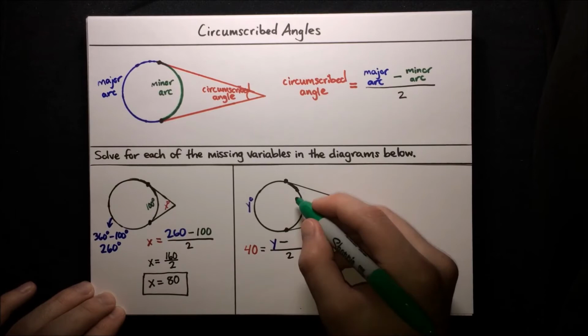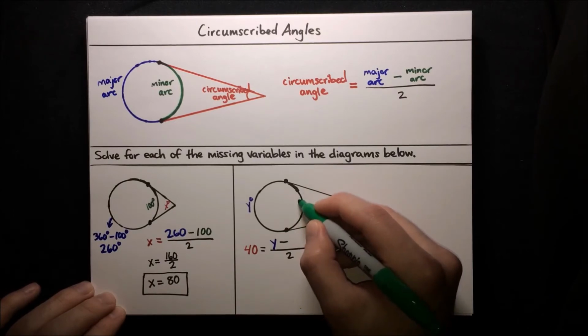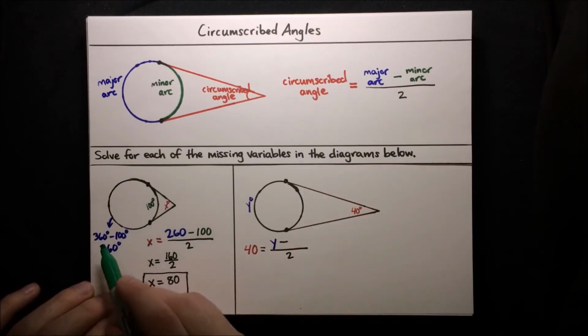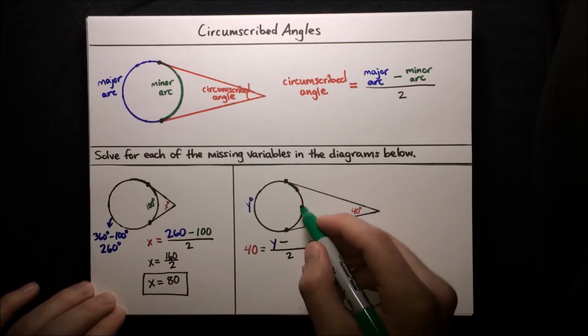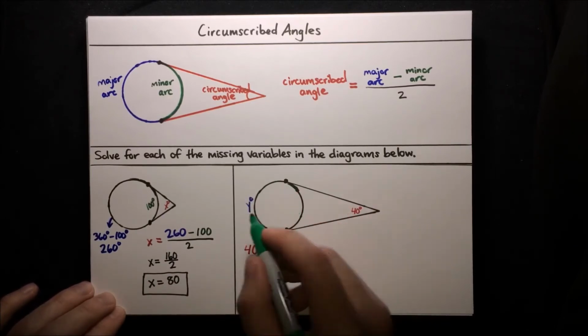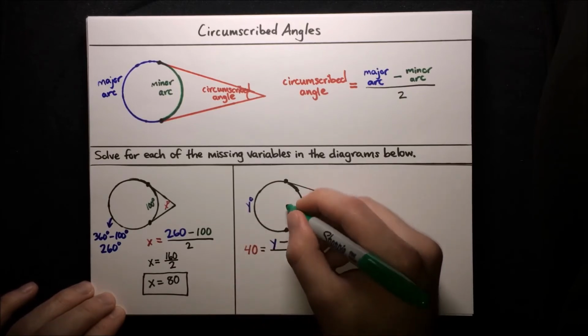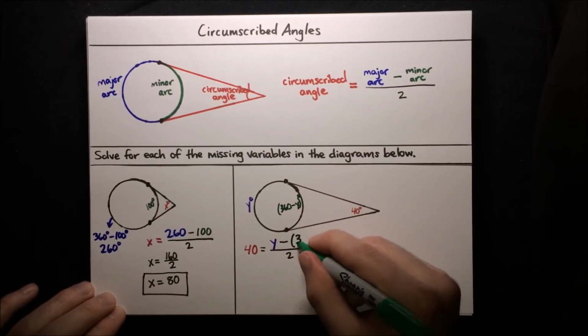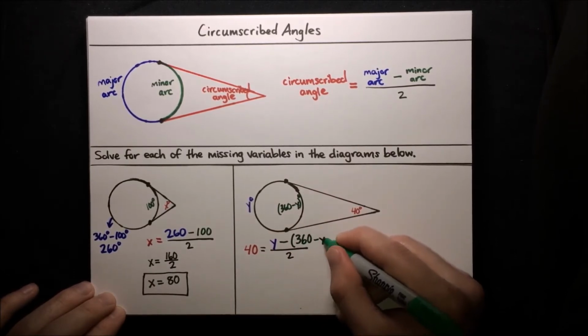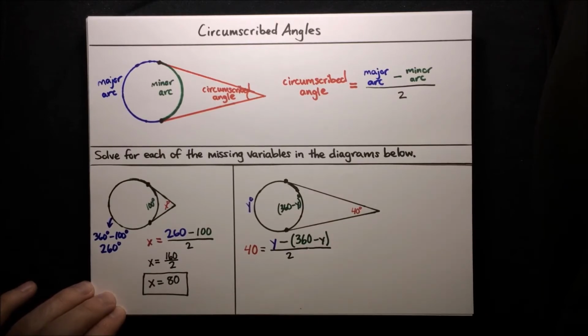So how can we figure out this minor arc here? Well, let's just use the same reasoning as before. Again, there's 360 degrees total in a circle, so the minor arc is just 360 degrees minus the y that's spent on the major arc. So the minor arc is 360 minus y degrees. So we'll plug that into our formula, 360 minus y, and then just go ahead and solve for y in this equation.